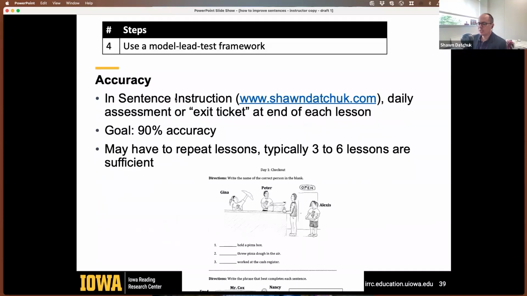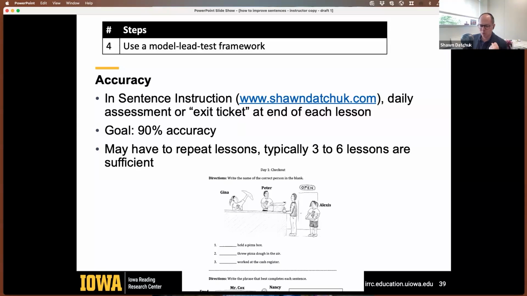In sentence instruction, at the end of each one of these lessons, there's a curriculum-based assessment, an exit ticket. Basically, at the end of each lesson, there's a quick, short mini quiz, and the goal is 90% accuracy. What we typically see is that it takes students 3 to 6 lessons to get accurate with the basic building blocks of a sentence.